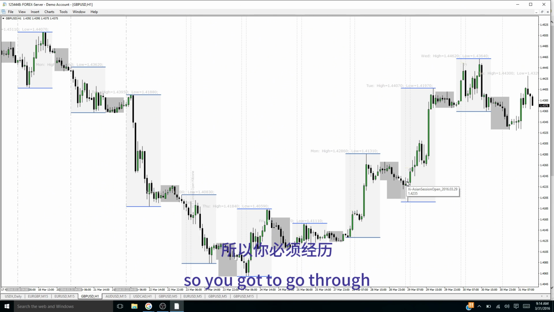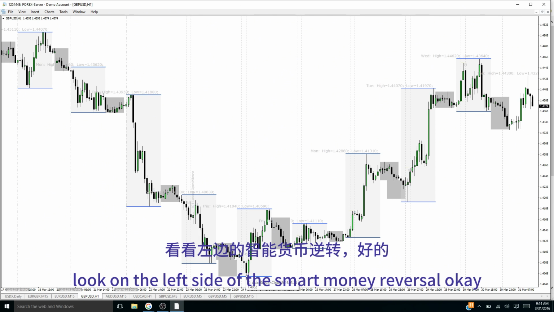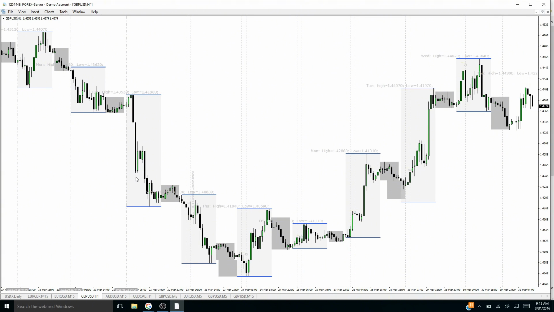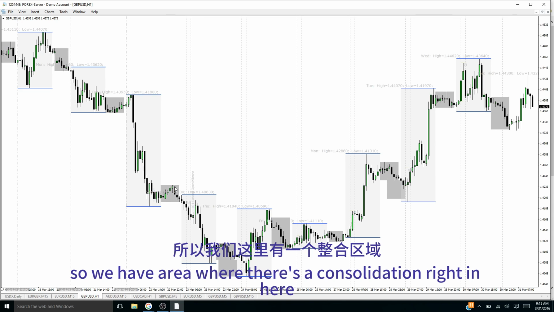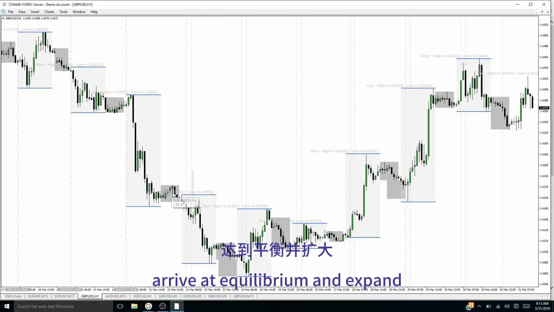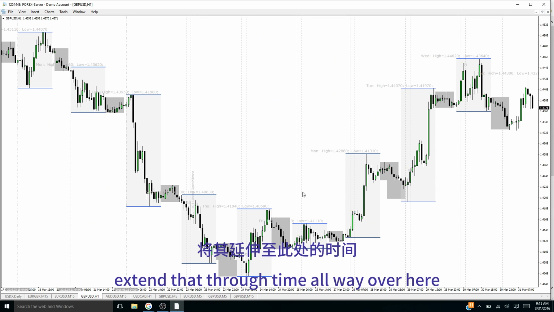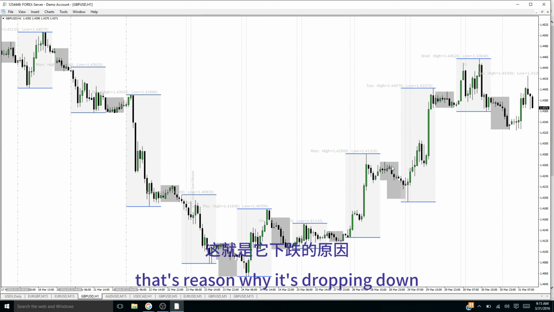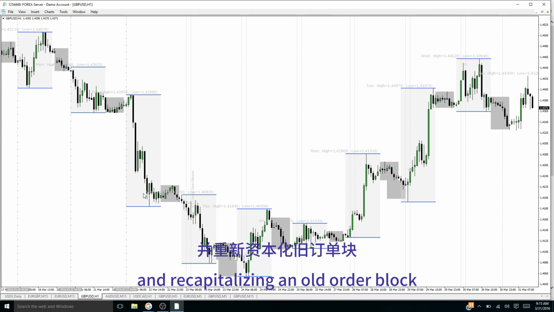Okay, so you got to go through, look on the left side of the smart money reversal, okay, and see where the buying was over here. See that? So we have an area where there's a consolidation right in here. Take this consolidation, arrive at equilibrium, and extend that through time all the way over here, right in here, and that's where you're seeing reaccumulation. That's the reason why it's dropping down, because they're going back over here and recapitalizing an old order block.